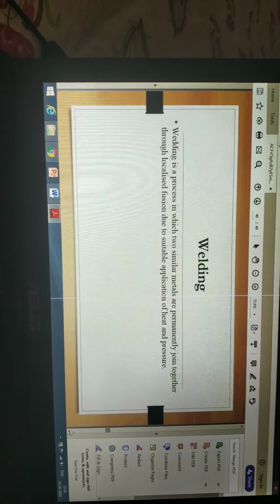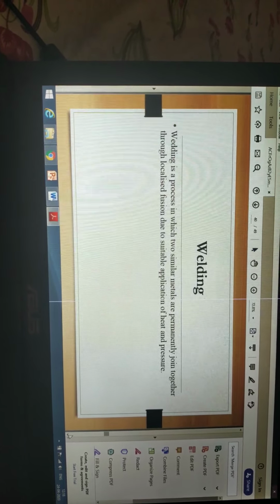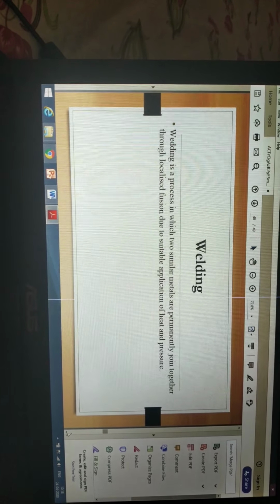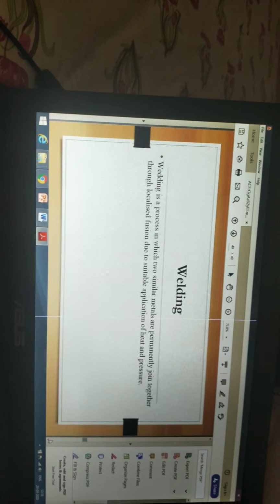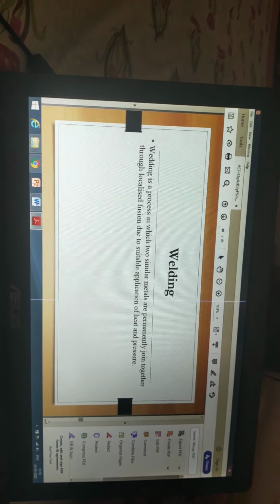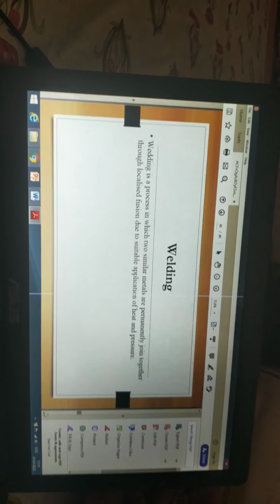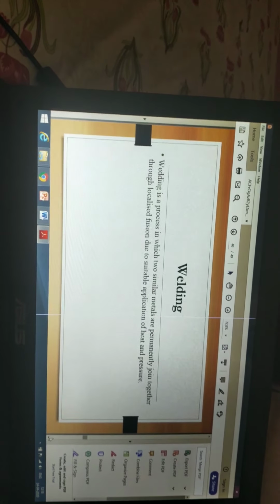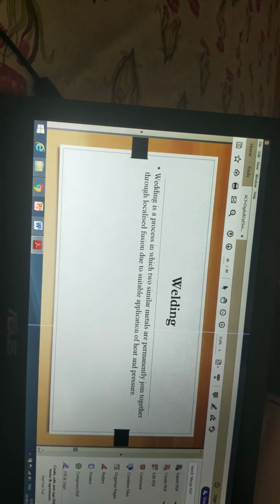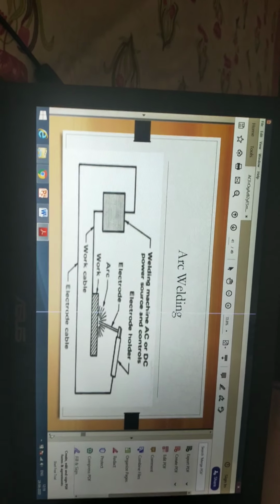Welding is a process in which two similar metals are permanently joined together through localized fusion due to suitable application of heat and pressure. Due to the application of heat and pressure, we are creating a heat source, and that heat source is going to be used for the joining of two similar metals.